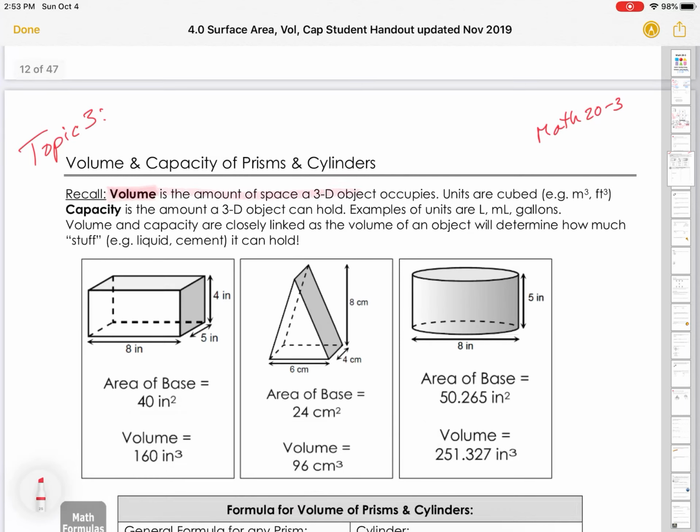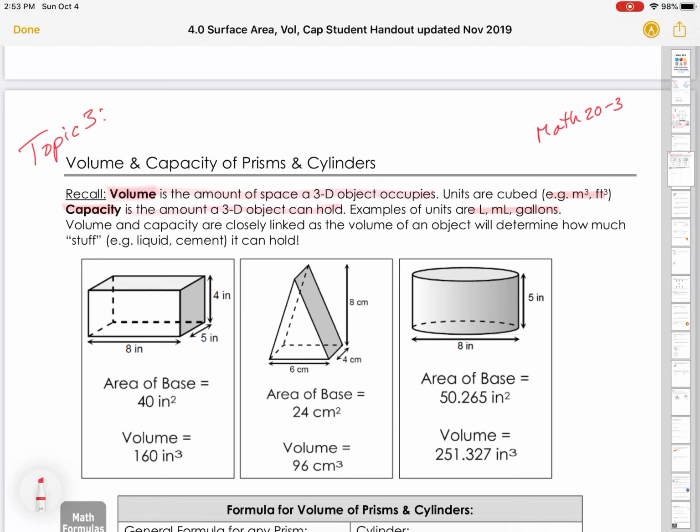Volume is the amount of space a 3D object occupies. Units are cubed, so it'd be like meters cubed, feet cubed, centimeters cubed, millimeters cubed. And capacity is the amount a 3D object can hold. For capacity, we use units like liters, milliliters, and gallons.